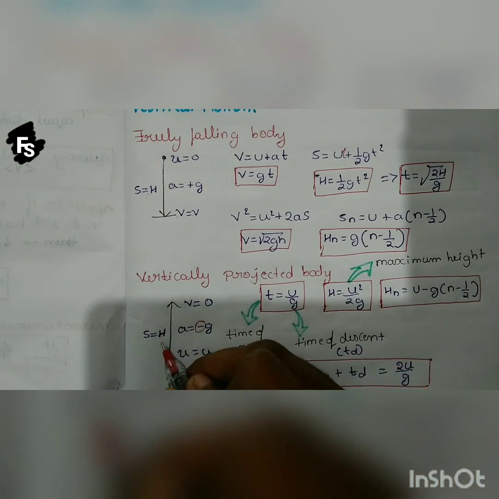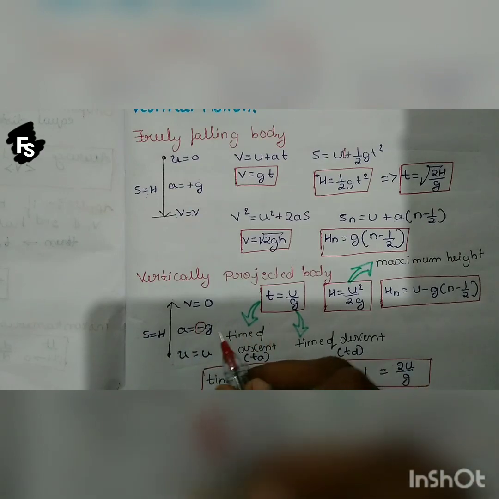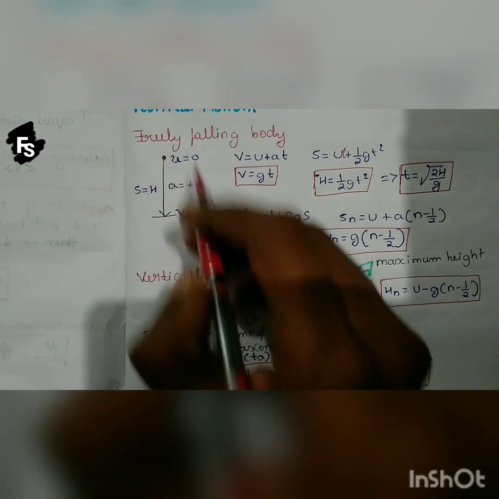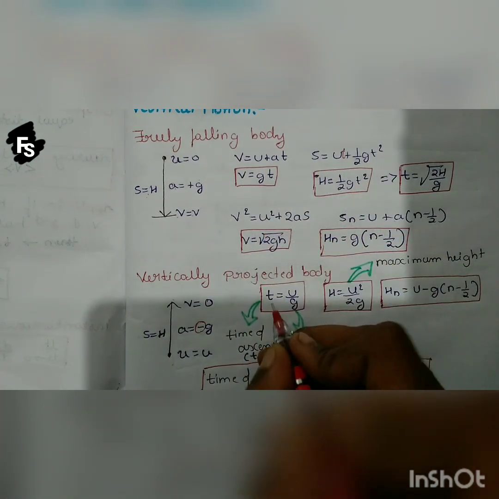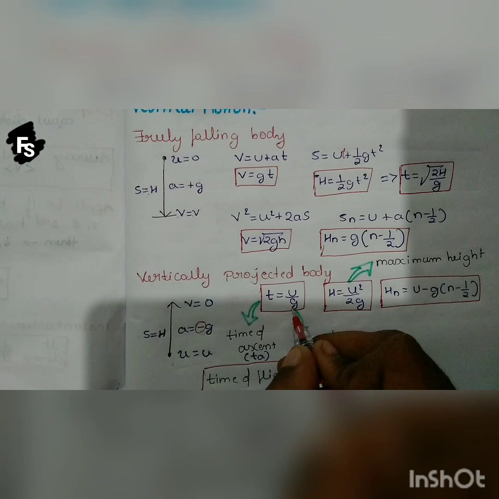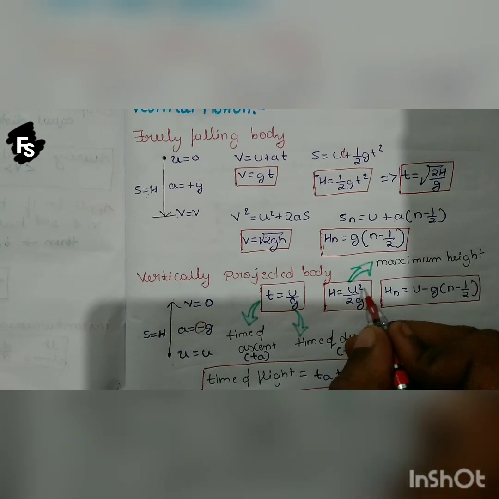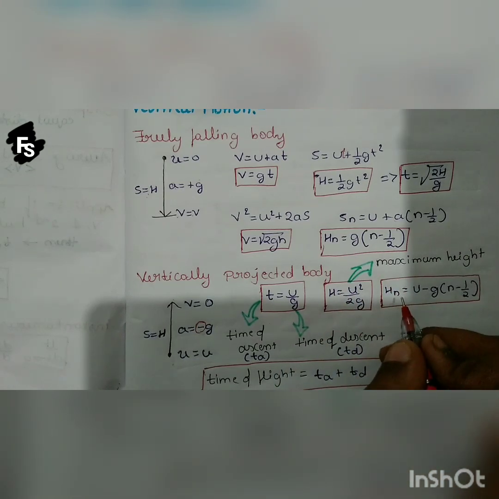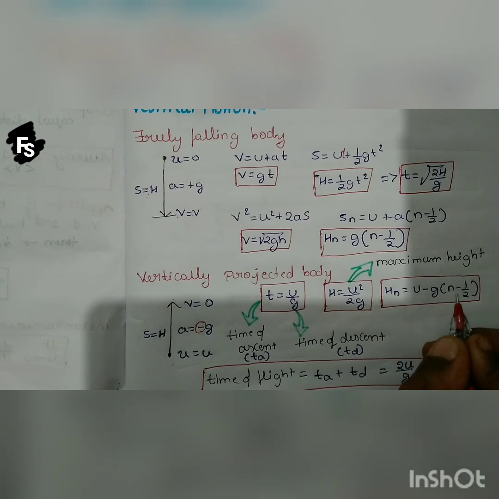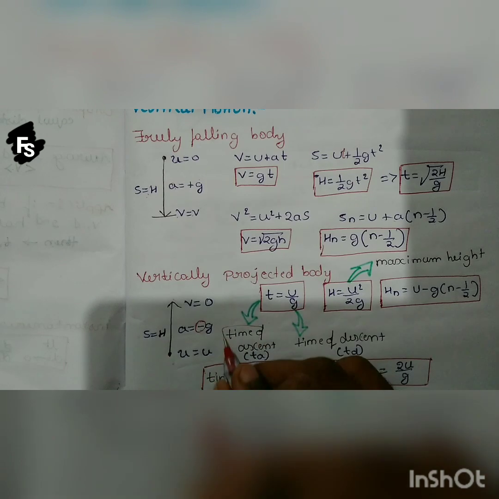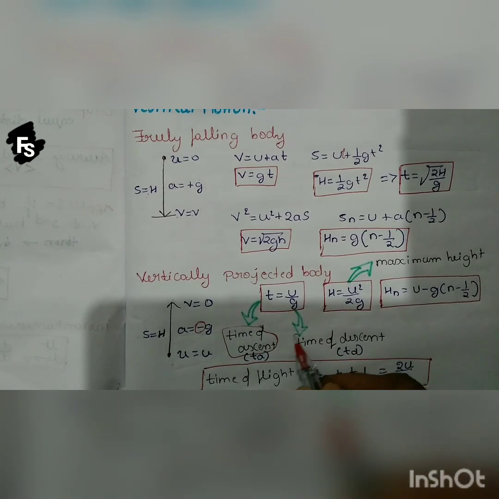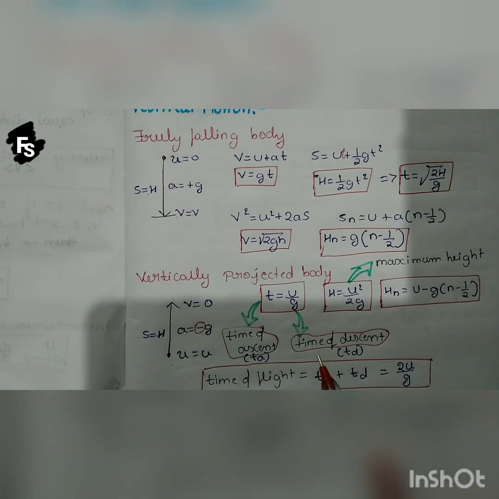S equals h, as you know. By applying these values to all the kinematical formulas, we can get time as u by g and height as u square by 2g. This is also known as maximum height, and h_n is equal to u minus g into (2n minus 1) by 2. This t equals u by g is also known as time of ascent as well as time of descent. On adding time of ascent and time of descent, we can get time of flight.